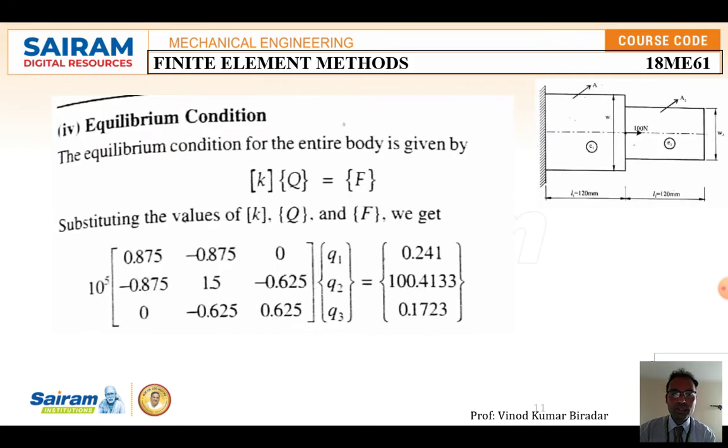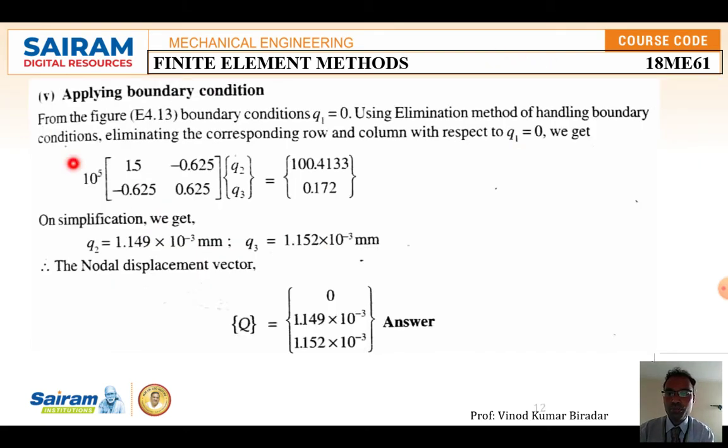Next, apply the boundary condition. In the given diagram, node 1 is fixed, so delete the first row and first column. I will repeat again, node 1 is fixed in the given problem, so delete according to the elimination method of handling boundary conditions. After deleting the first row and first column, the remaining matrix is 10 to the power of 5 times 1.5 like this, okay.